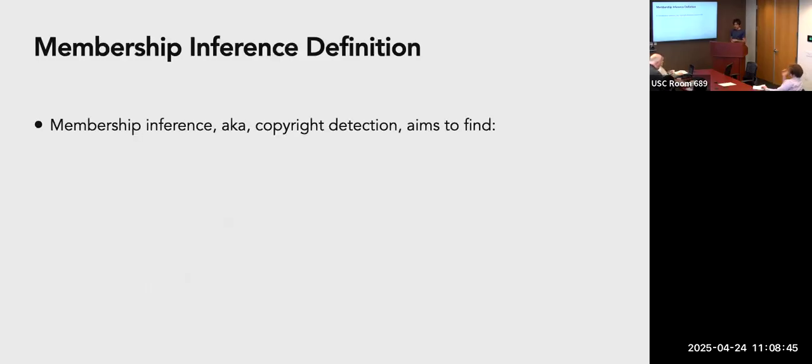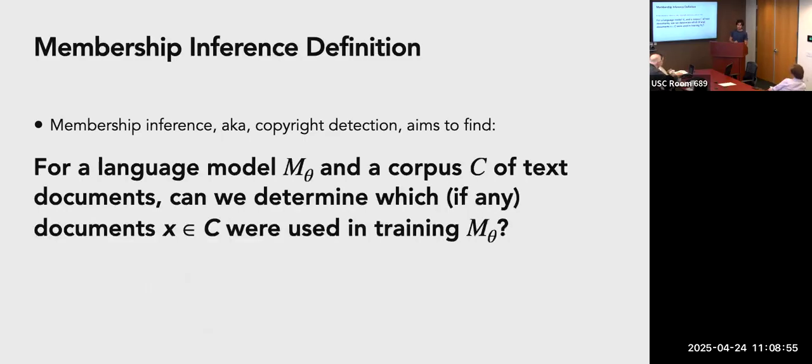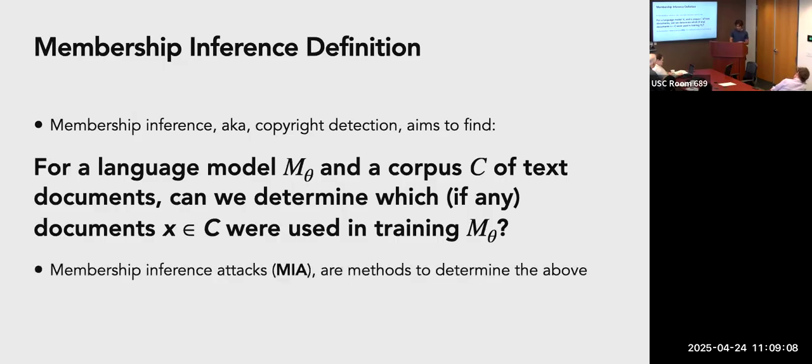So what is membership inference? I've given you a lot of background on this, all these verbatim examples, but let's take a step back. Membership inference, which some people have also deemed copyright detection, although membership inference is the term that's normally used, aims to find the following. We have a language model, which we denote M sub theta. We have a corpus C, which consists of text documents. Can we determine which, if any, documents in this corpus were used in the training of M sub theta? A membership inference attack is a method which tries to determine this.